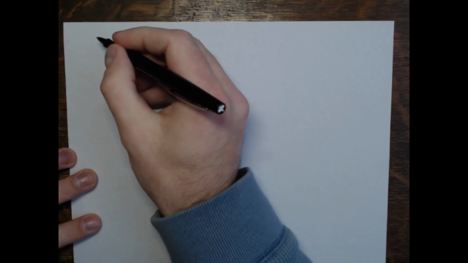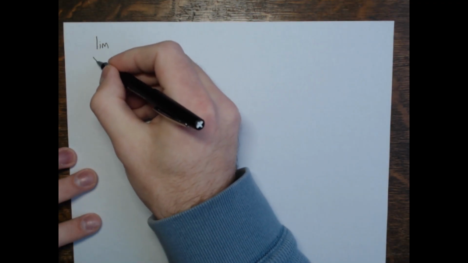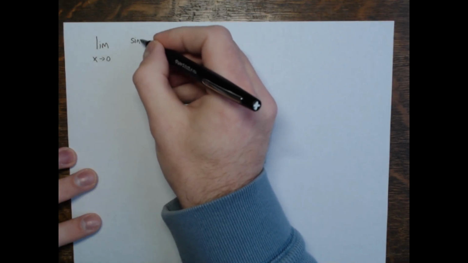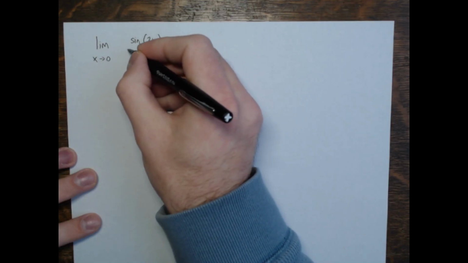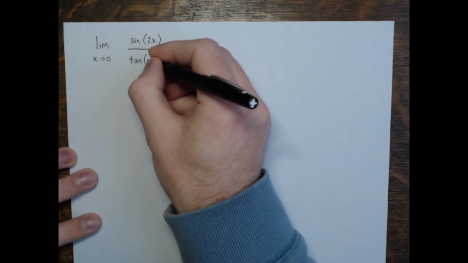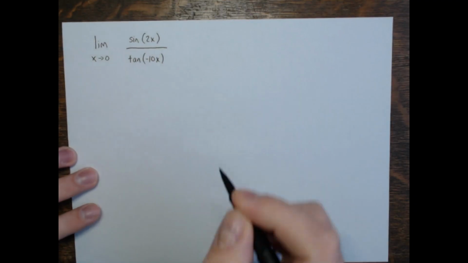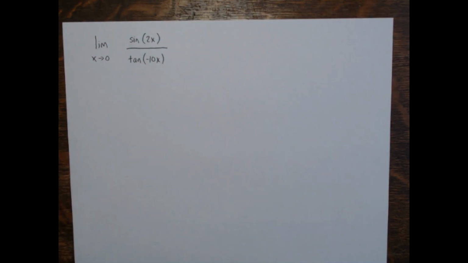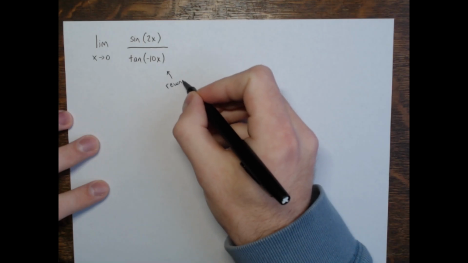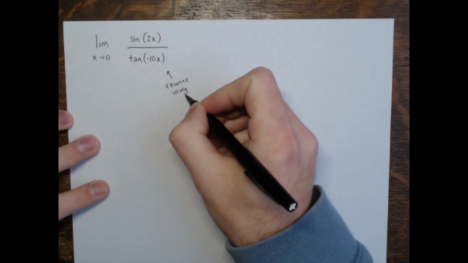So the first one I'm given here is the limit as x approaches 0 of the sine of 2x divided by the tangent of negative 10x. So notice those two special limits I brought up had just sine and cosine involved. So I'm going to rewrite this using just sines and cosines.